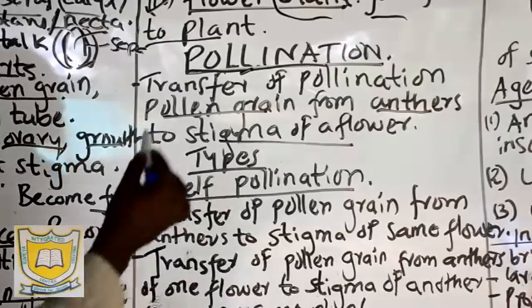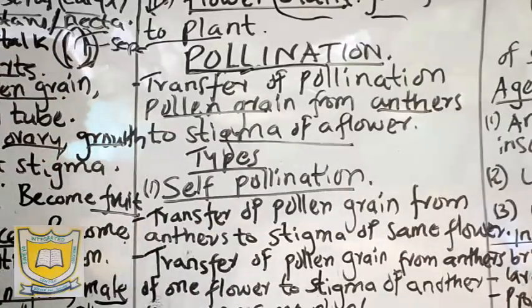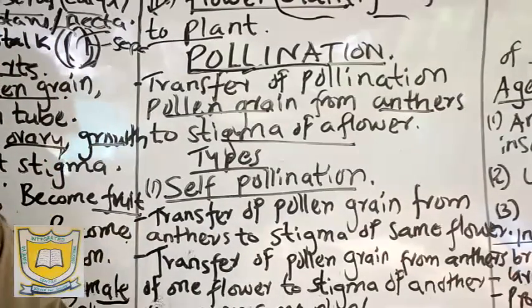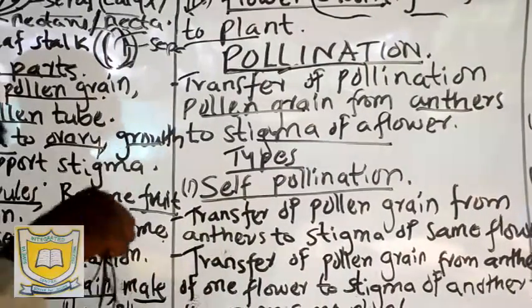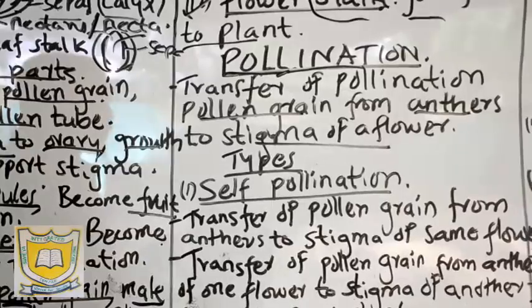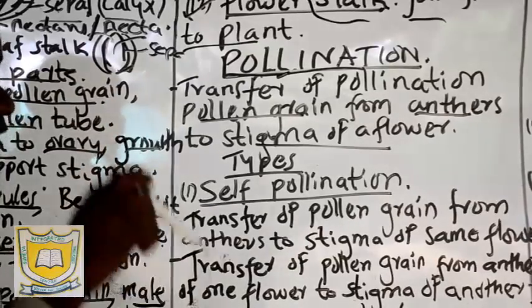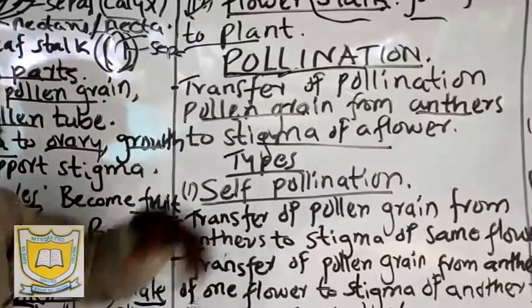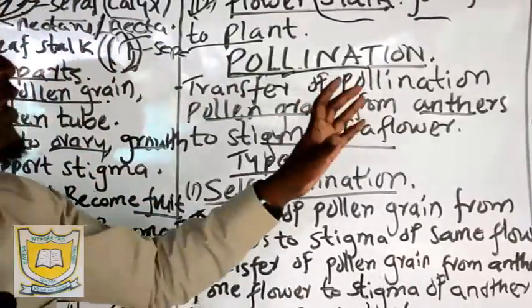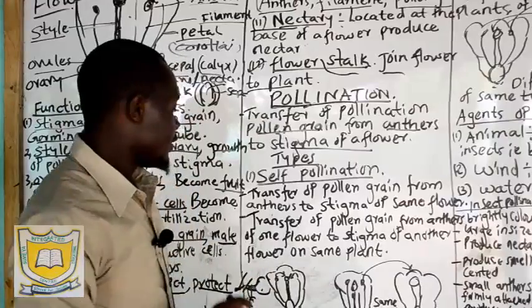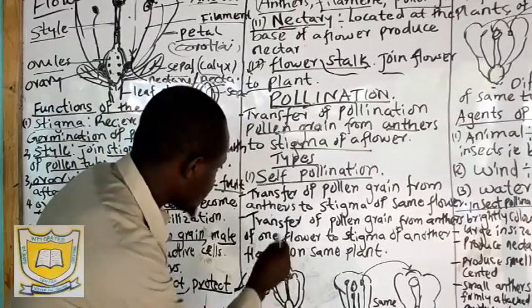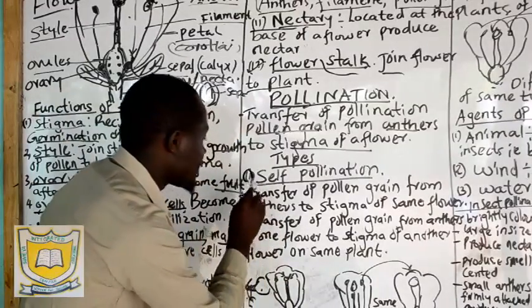But now we have the types of pollination. We have self-pollination and we also have cross-pollination. Self-pollination means it is carried out on the same flower or on the same plant, but on different flowers. But cross-pollination is with different flowers from different plants of the same kind. Now, when I come to number one, we are going to discuss self-pollination.